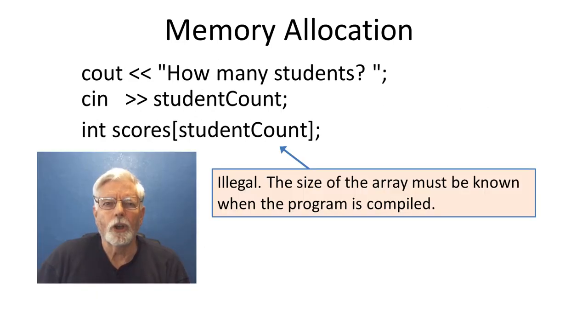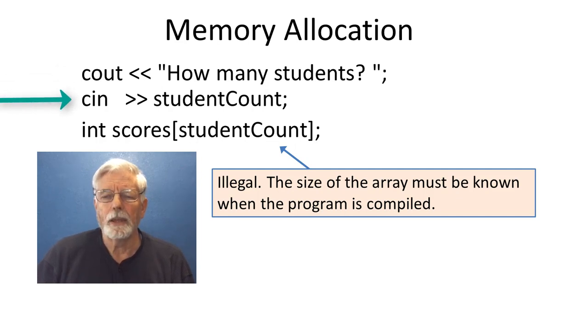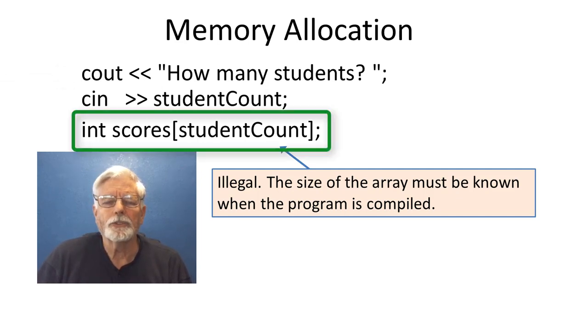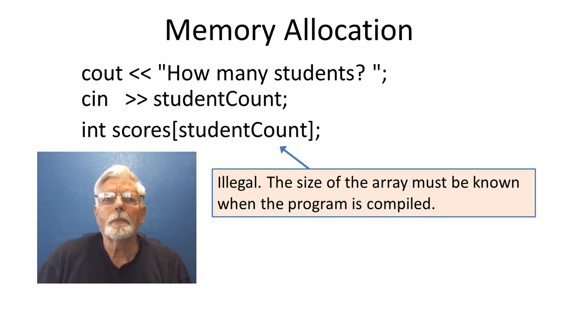Look at this code. The program is asking how many students and then attempting to declare an array for the number of students identified by the cin statement. This will not work. The size of the array must be known when the program is compiled. If the number of data items or the size of an array is to be determined when the program runs, memory must be allocated dynamically using the new operator in a C++ program or a call to the malloc function in a C program.